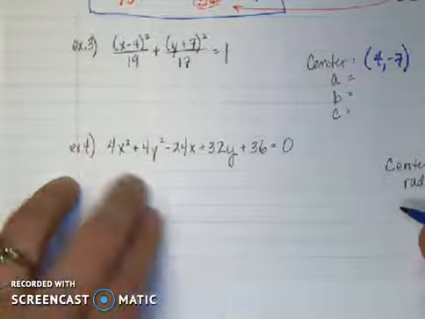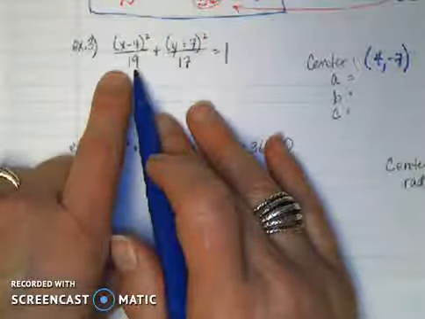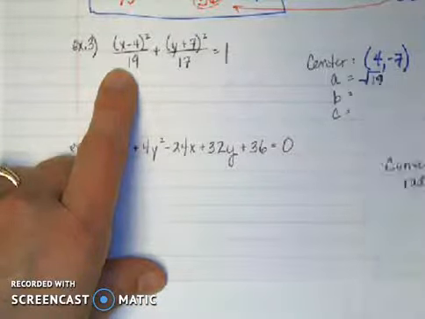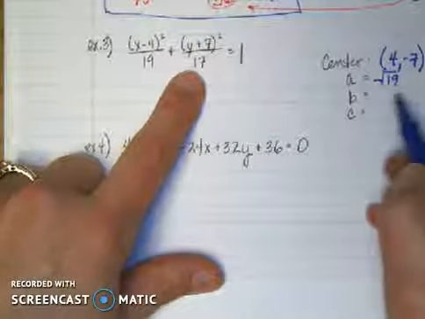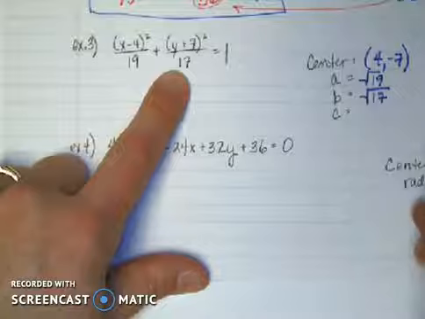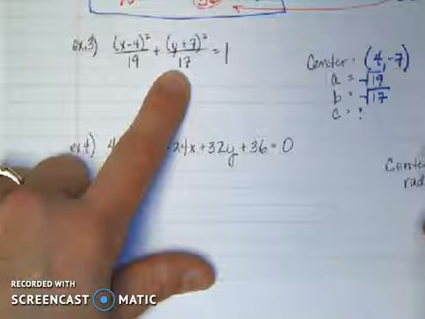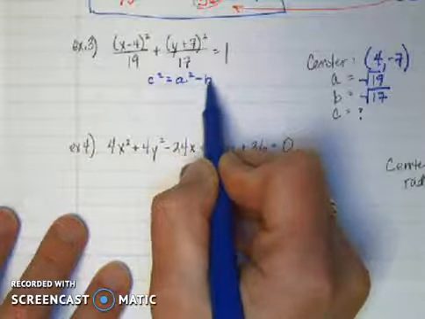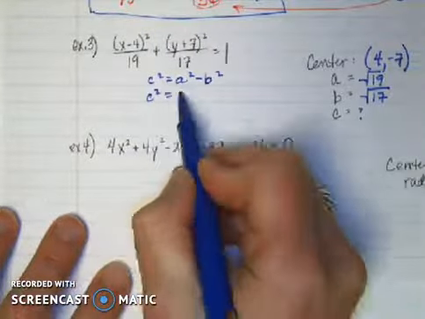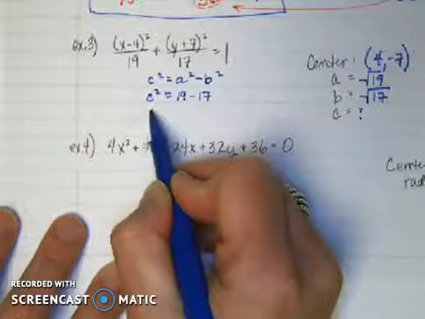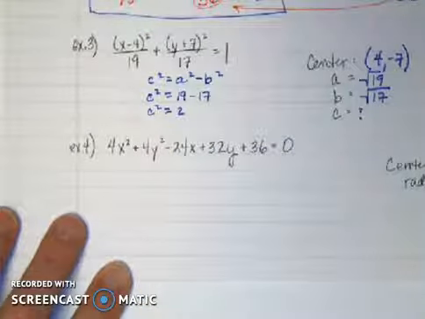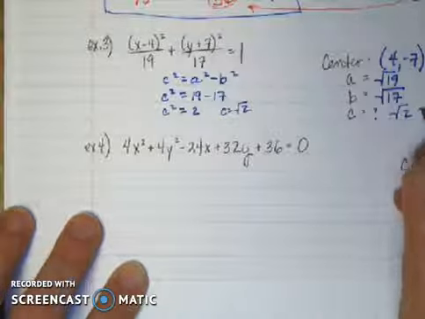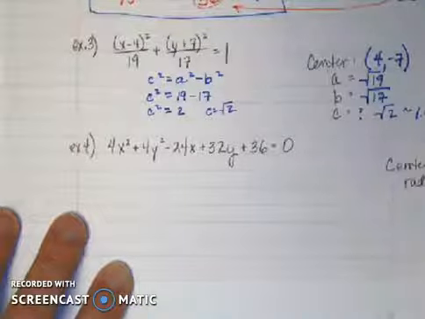My A, this is the larger number. The 19 is the larger number. But remember, that's A squared. So A is going to be the square root of 19. And B would be the square root of 17. I don't know what C is yet, but you can figure it out, because you have C squared equals A squared minus B squared. So I'm going to have just 19 minus 17. So C squared equals 2. C must be the square root of 2, which is about 1.41 if you had to graph it and come out.